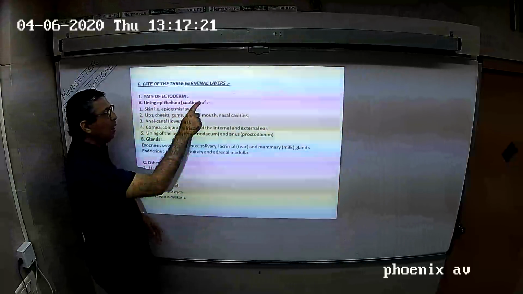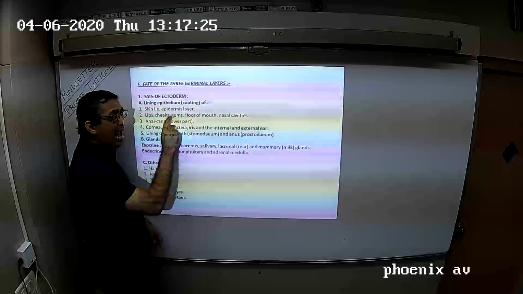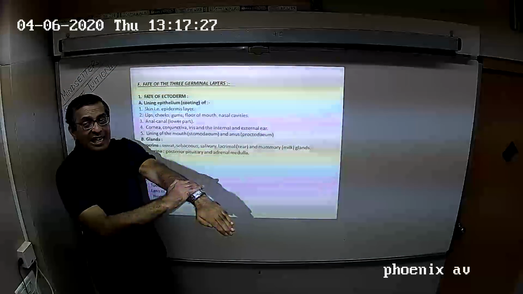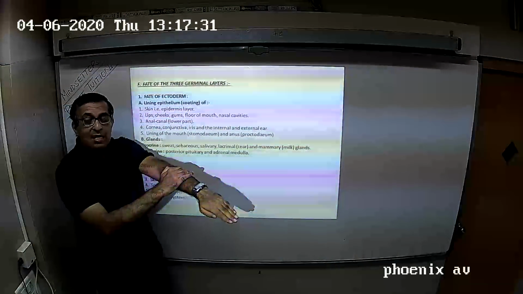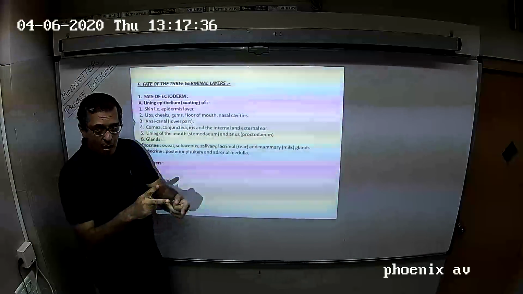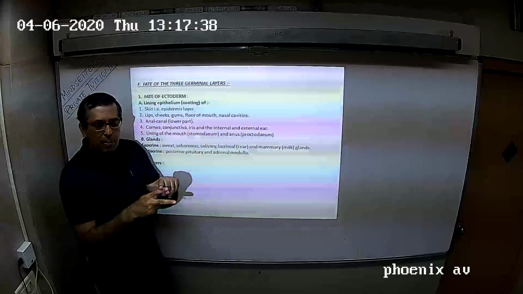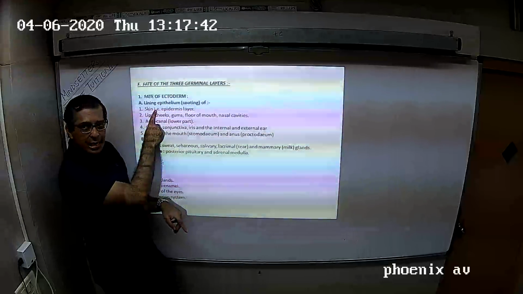It forms the lining epithelium of the skin, epidermis layer. Skin की epidermis layer develops from the ectoderm. Skin, remember, is made of two layers, dermis and epidermis. Below is the dermis, upper is the epidermis. Ectoderm forms the epidermis layer.